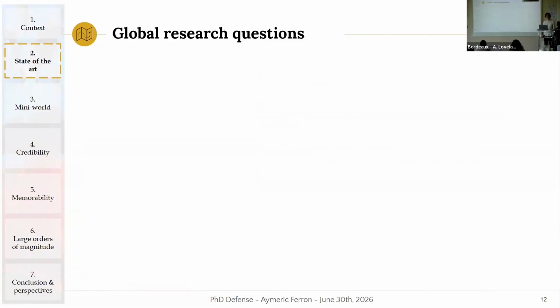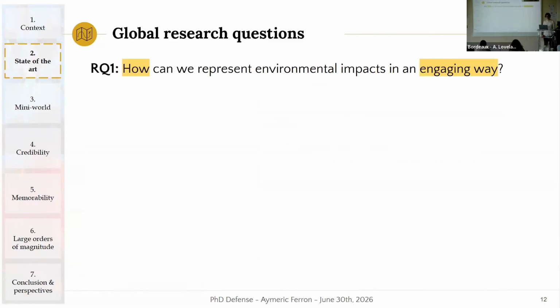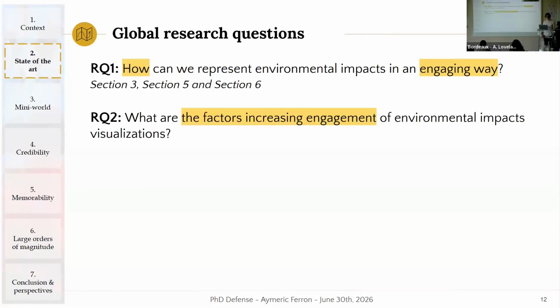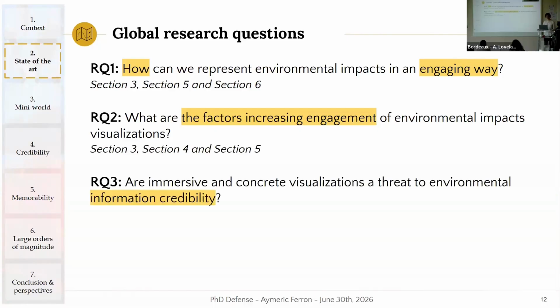We have several global research questions in this thesis. First, how can we represent environmental impacts in an engaging way? A question we addressed in sections 3, 5, and 6. Second, what are the factors increasing engagement of environmental impact visualizations? A question we addressed in sections 3, 4, and 5.